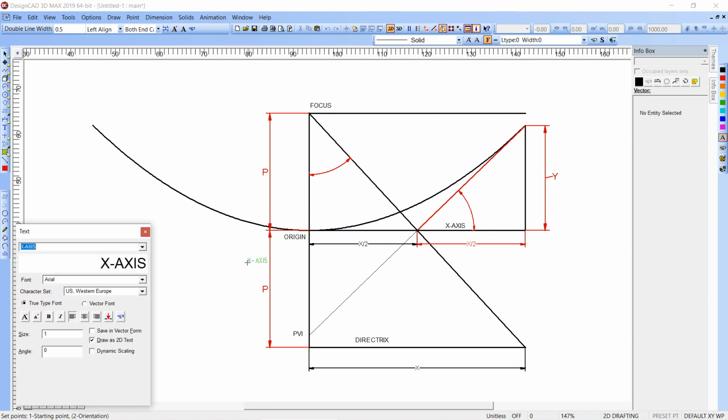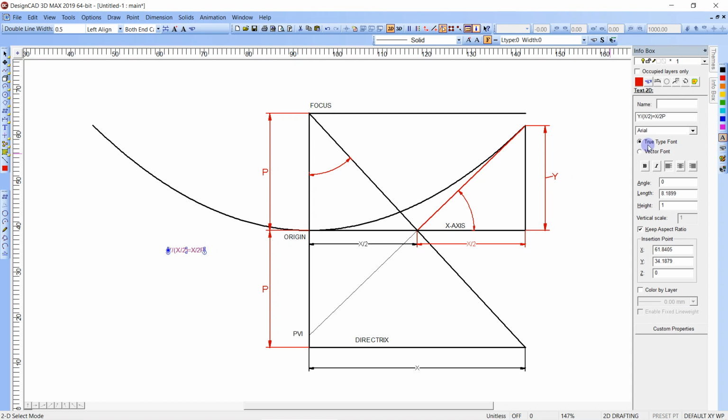y over x divided by 2, y divided by x divided by 2 is equal to x divided by 2p.